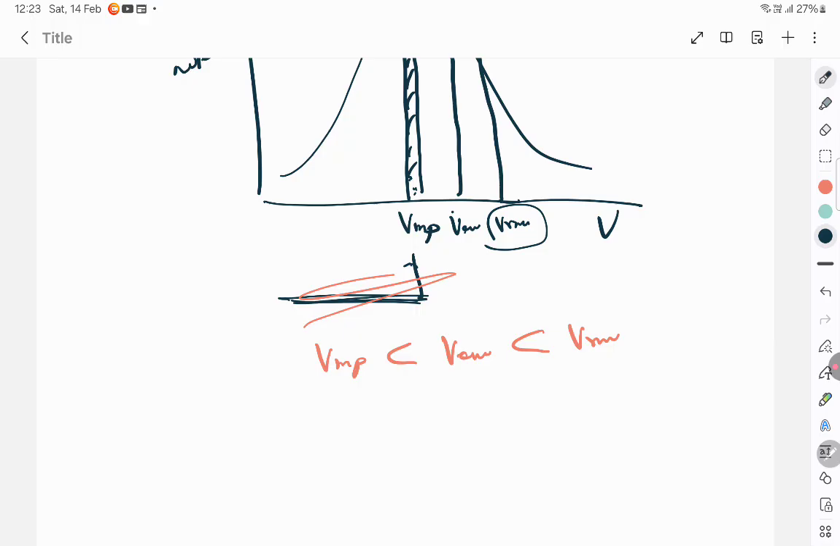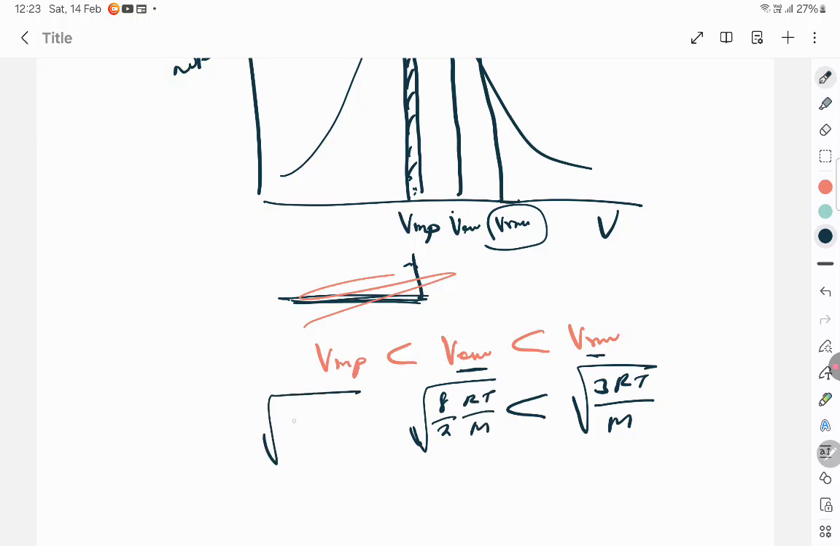And I'll tell you an association. Most probable, V average, V RMS. V RMS, you know, is root of 3 RT by capital M. So V average will be lesser than that. You can write it as root of 8 by pi of RT by capital M.